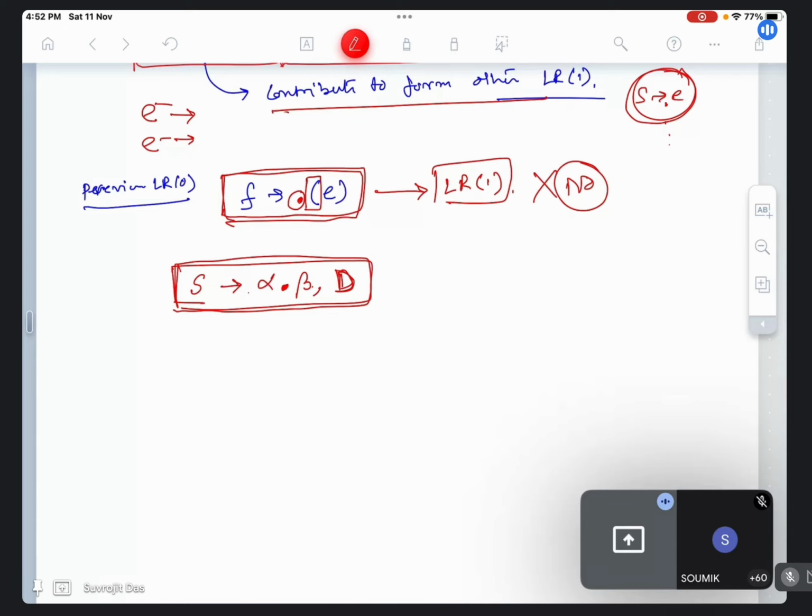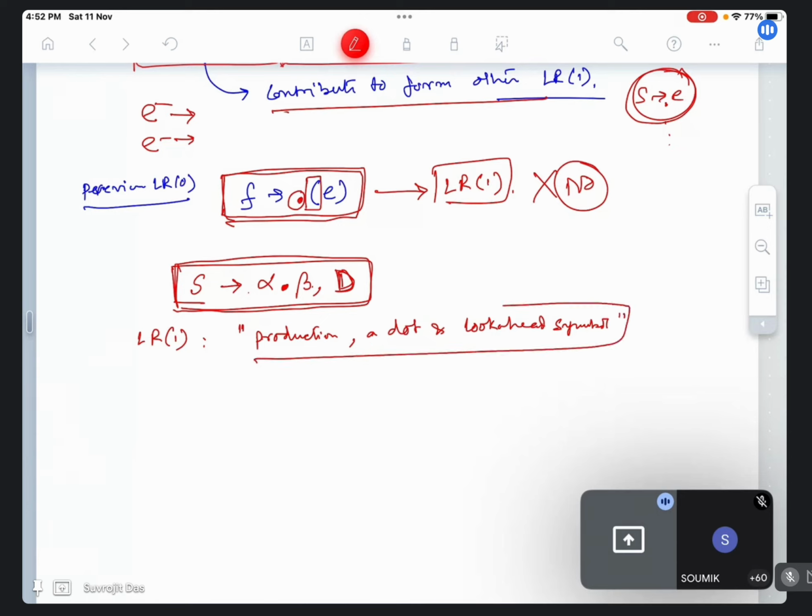So an LR1 item looks like a production. So what was the production in this case? S goes to alpha beta, right? A dot and look ahead symbol. Now, do you have only one look ahead symbol? Not necessarily. You may have more than one look ahead symbol. So this combination, this triple, gives you an LR1 item.